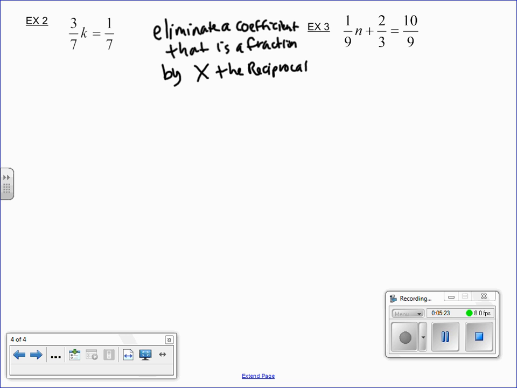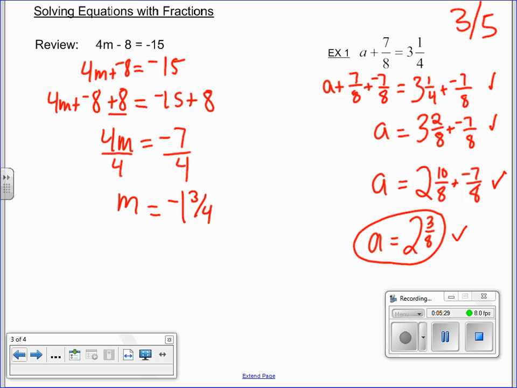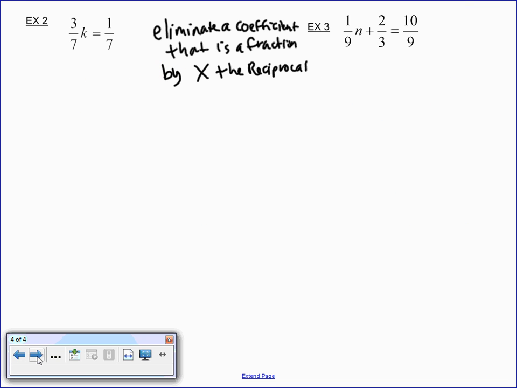Okay, by multiplying the reciprocal. Okay, again, let's go back for a second. When we had 4 times n, we divided by 4. We eliminate our coefficient by dividing, right? What do we know about dividing? What's our coefficient in this problem here? Someone please tell me our coefficient in this problem, Jana.